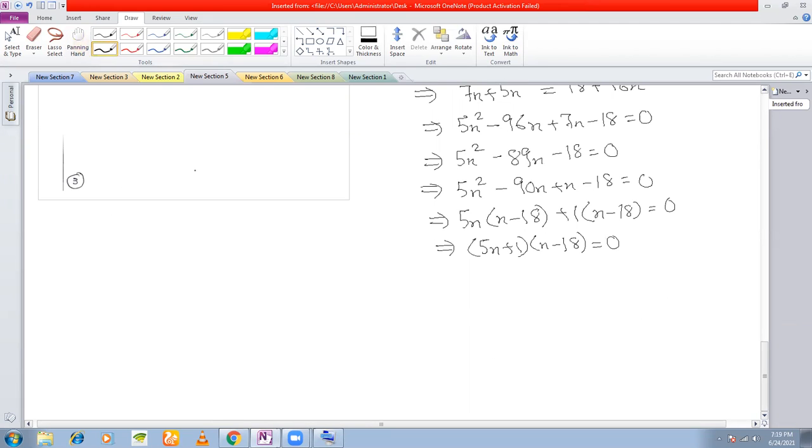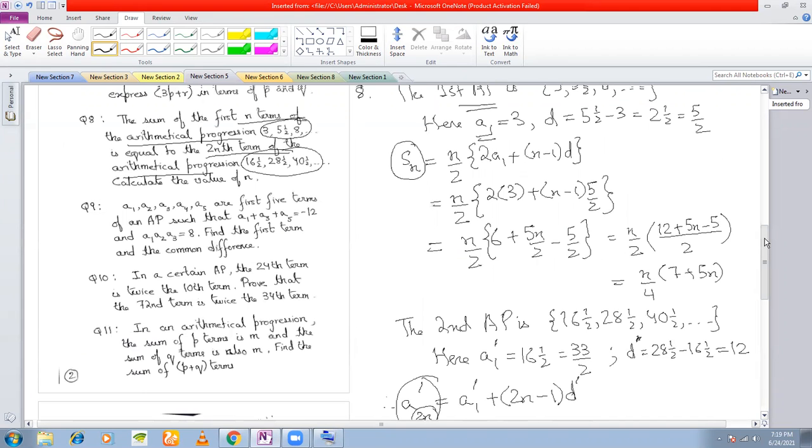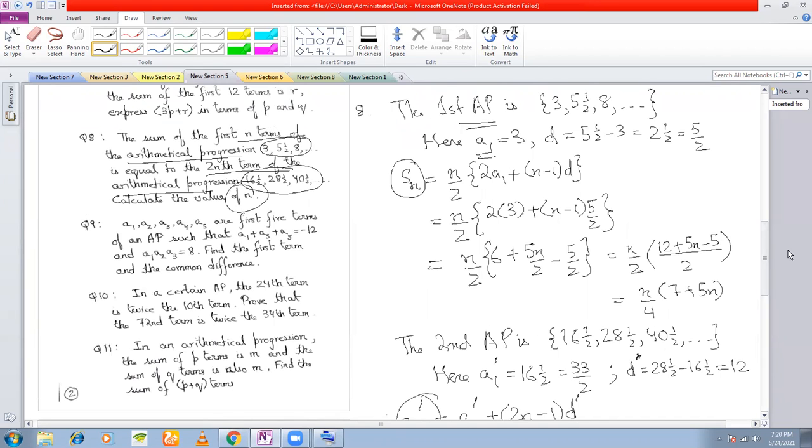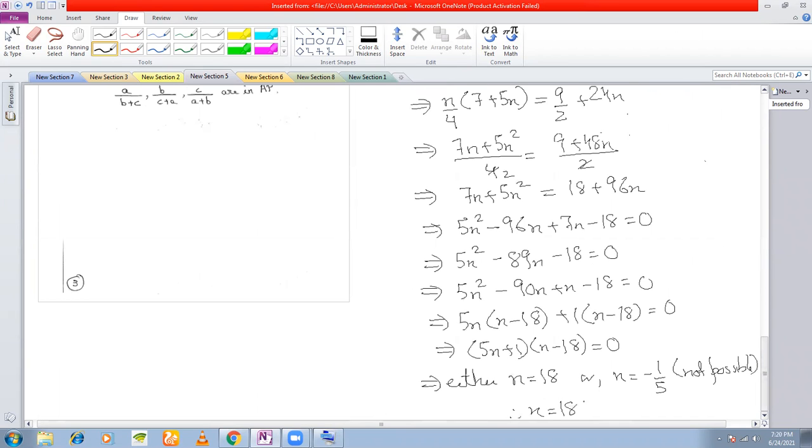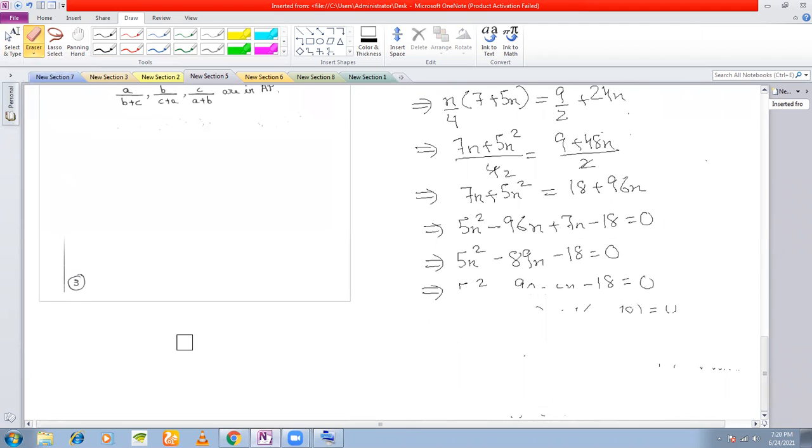That means n cannot be negative or a fraction, right? Implies either n is equal to 18 or n is equal to minus 1 by 5, which is not possible, right? So we work with n is equal to 18, and that should be your answer. I think that is what was required here, right? Yes, calculate the value of n. So n is equal to 18 we have got. Okay, clear with this? Yes, sir.